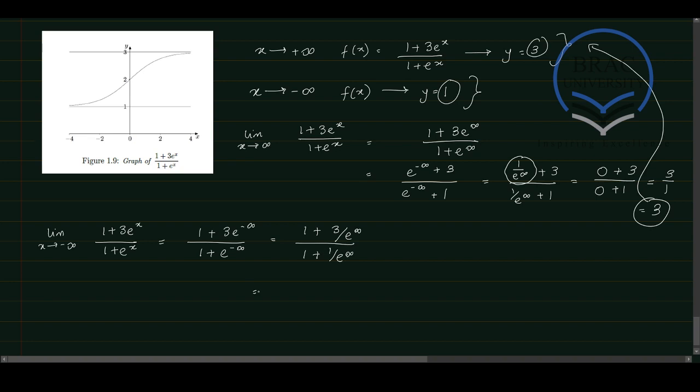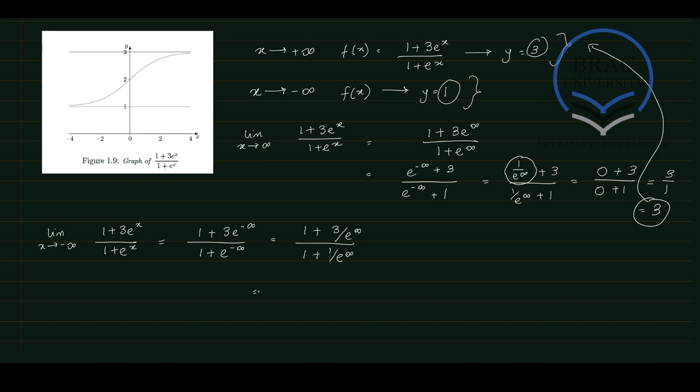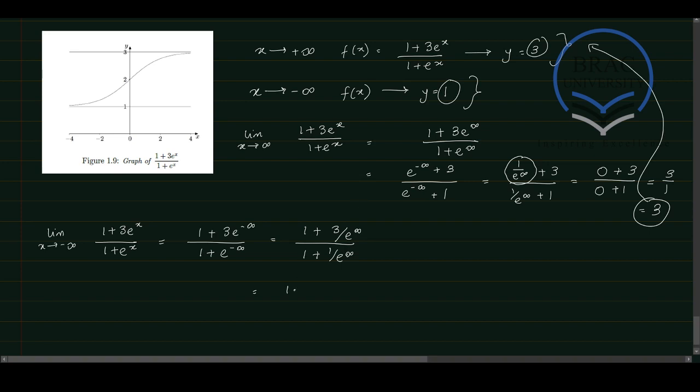Again, given the same argument, we know that anything divided by something infinite will give us the lowest value possible. So what we will be left with is 1 plus 0 in the numerator and 1 plus 0 in the denominator. This just leaves us with 1 divided by 1, which is simply 1. And this is exactly what we expected to get.